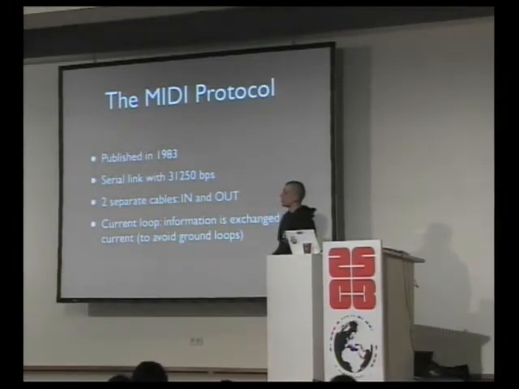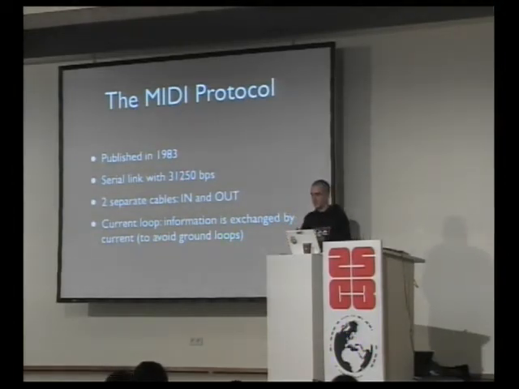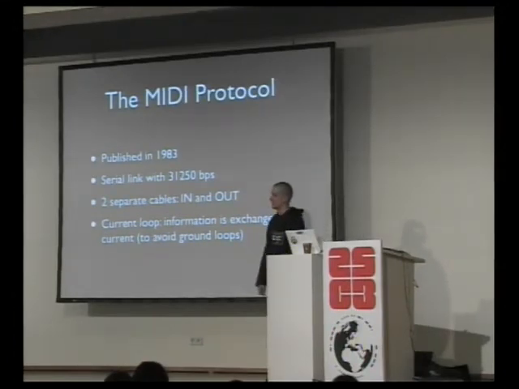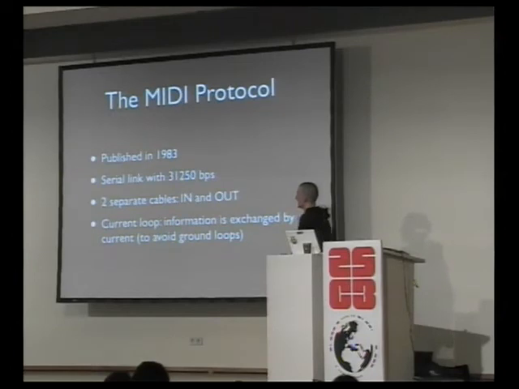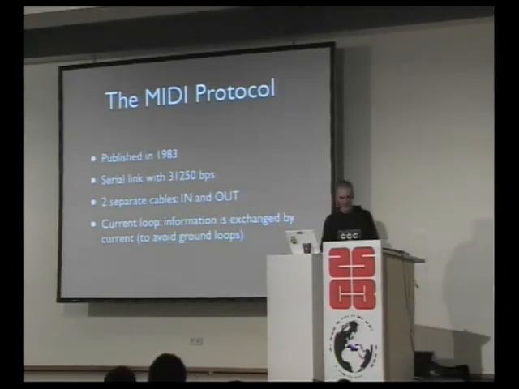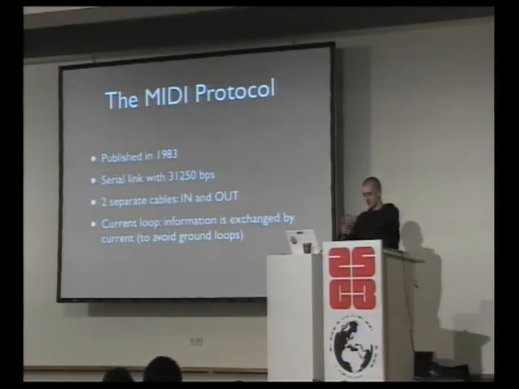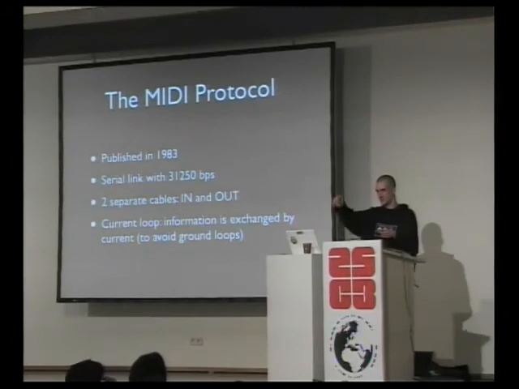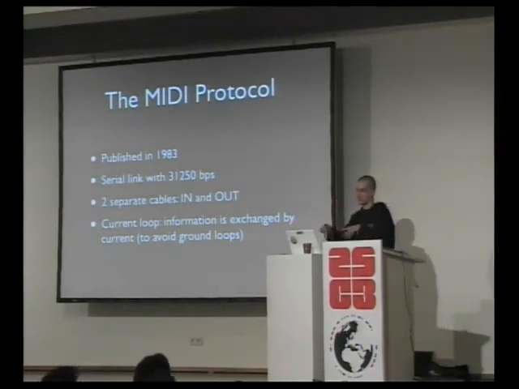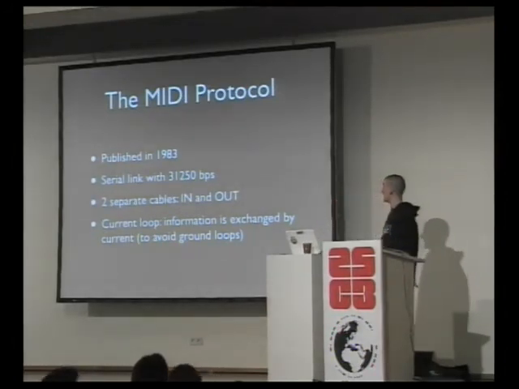MIDI is a pretty old protocol which is used to communicate between hardware machines or computers to exchange musical information. It was actually published in 1983, so 25 years ago. It's based on a serial link with 30,000 bits per second, so it's really slow, and it has separate wires for receiving and sending. For example, this is the sending side of the drum machine, and this is the other cable which receives the information, so you can really see it.